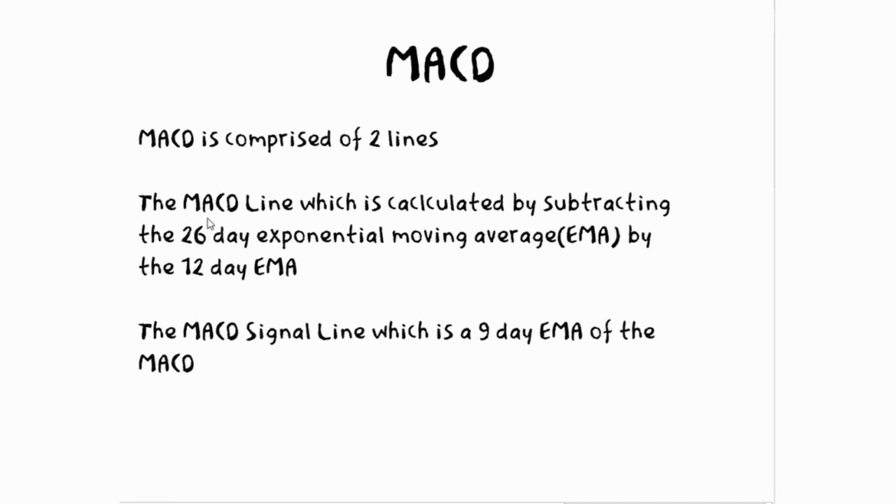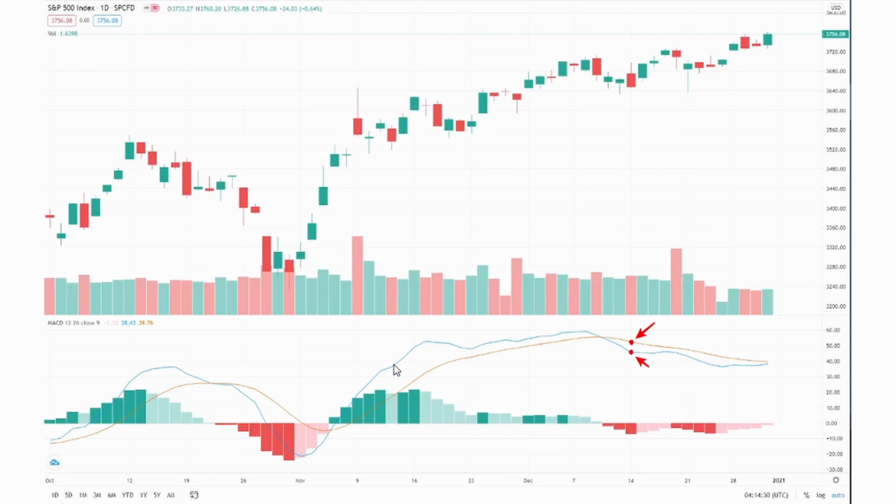The MACD is comprised of two lines. The first line being the MACD line, which is calculated by subtracting the 26-day exponential moving average, or EMA for short, by the 12-day EMA. If you don't know what an EMA is, I will provide a link in the description of this video to another one of my videos explaining the EMA. The second line is the MACD signal line, which is a 9-day EMA of the MACD line.